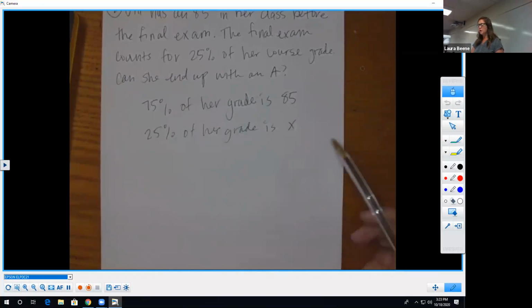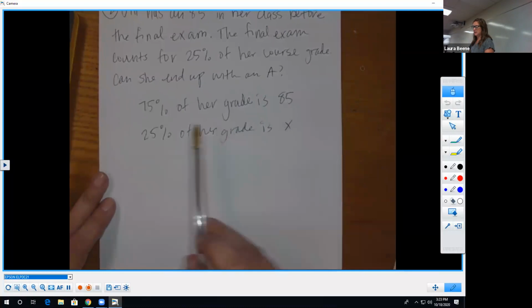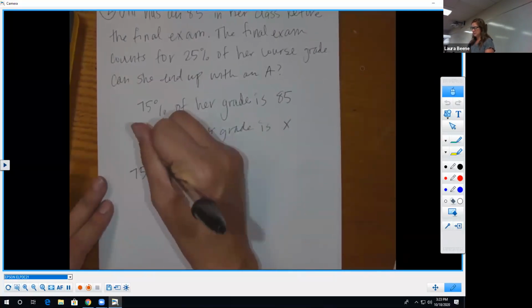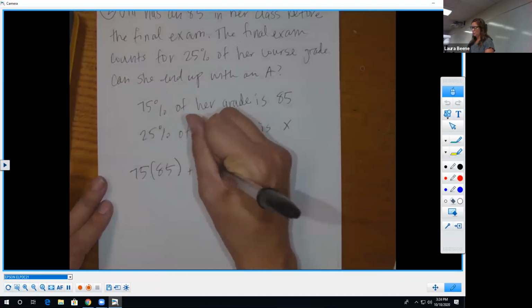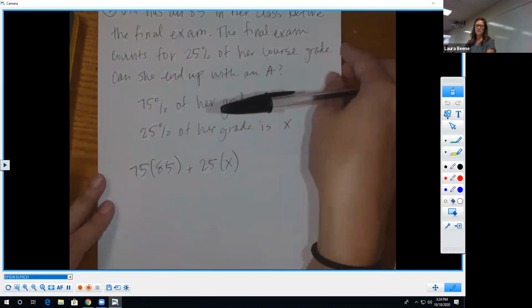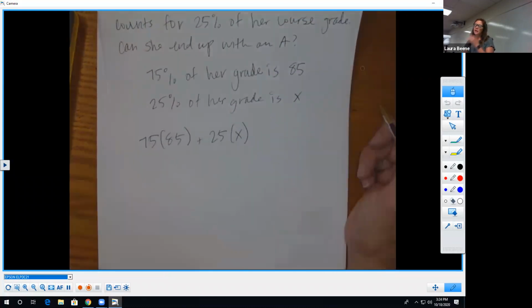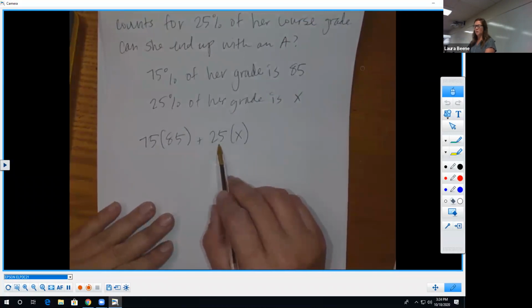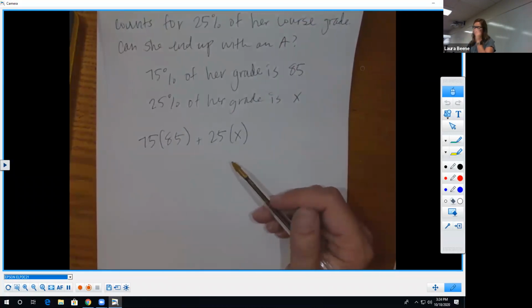Like, we don't really know. A way you could think about it though is, let's pretend like the 75%, you could think about it as 75 of the grades is an 85 and 25 of the grades is the final exam. So this is technically 75% and 25%, if you wanted to think about it like that. It's the same idea.